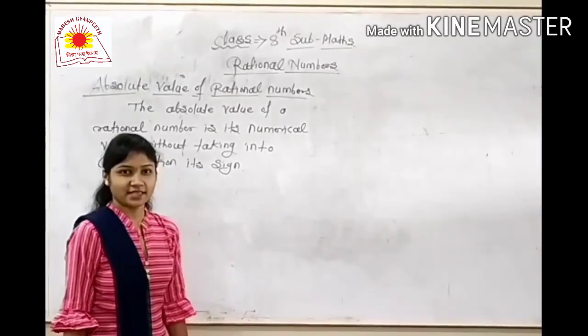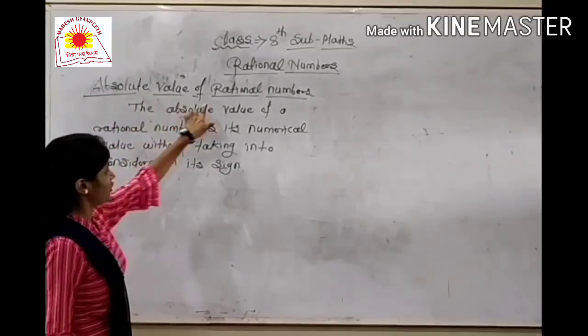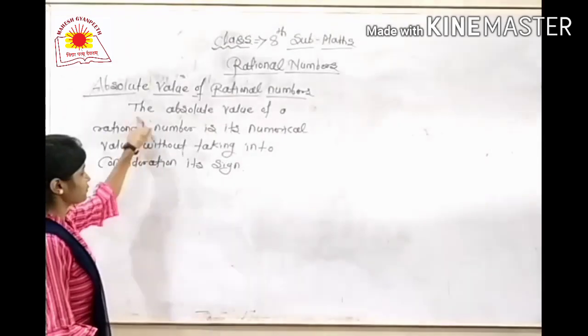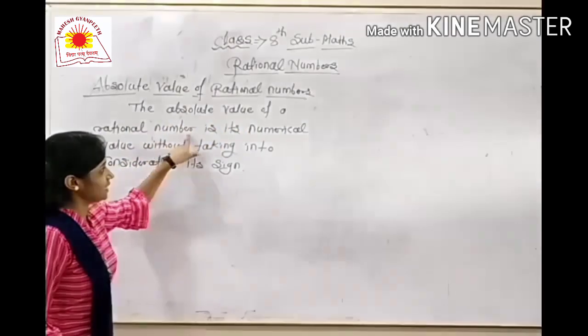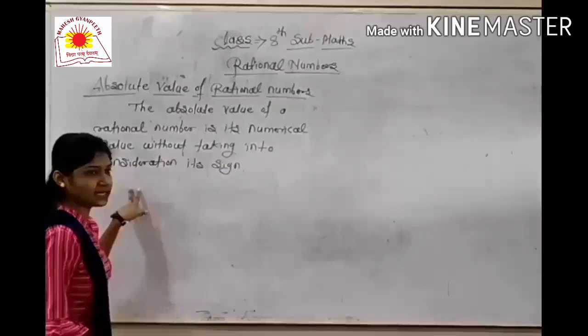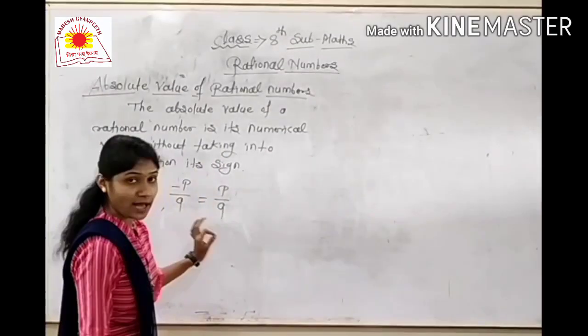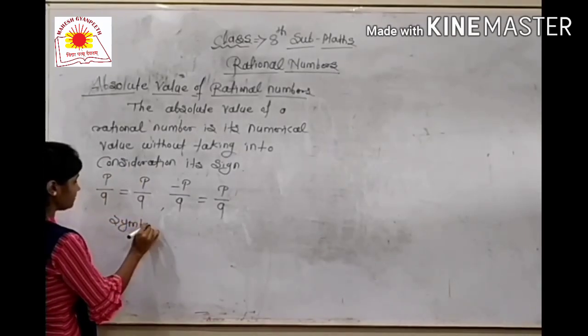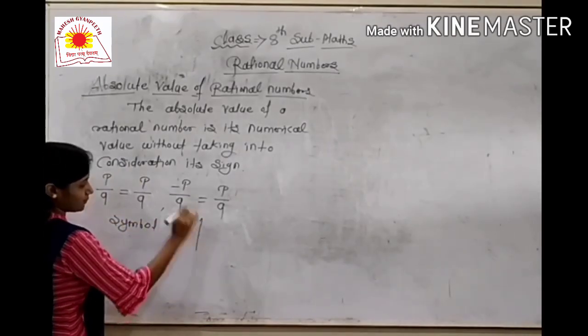Now the next topic is the absolute value of a rational number. What is the absolute value? The absolute value of a rational number is its numerical value without taking into consideration its sign. And absolute value is denoted by using this symbol, this is the symbol of the absolute value.